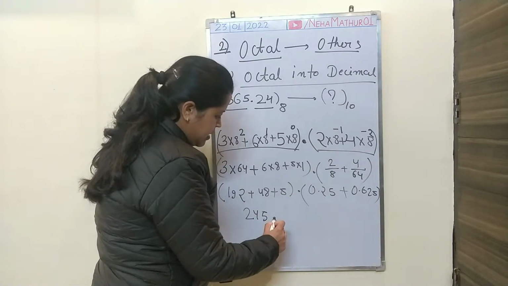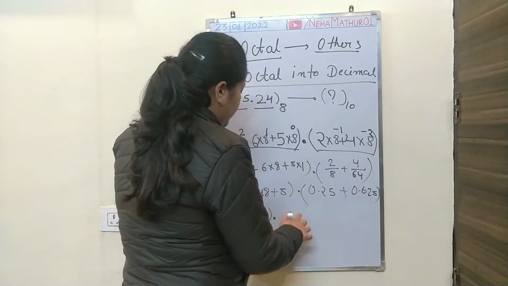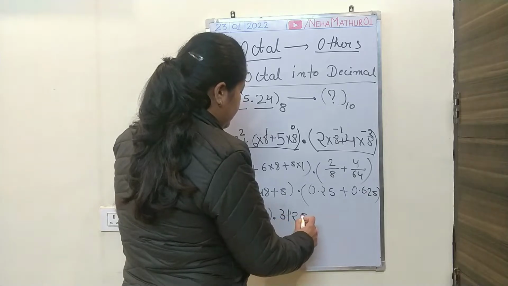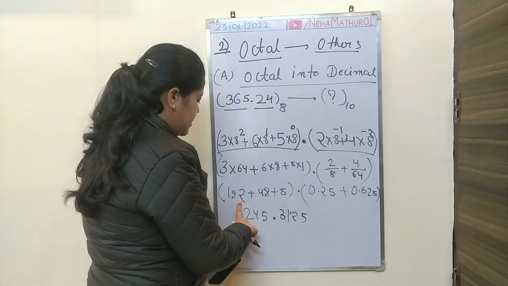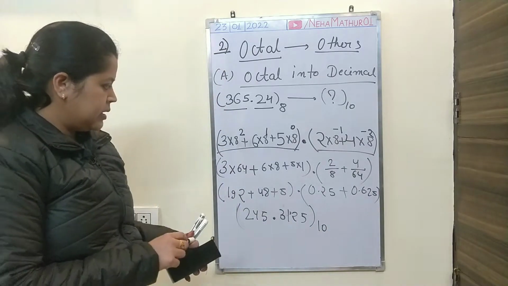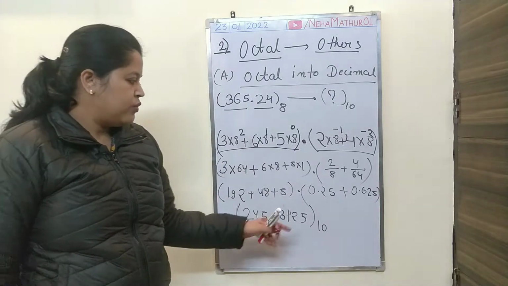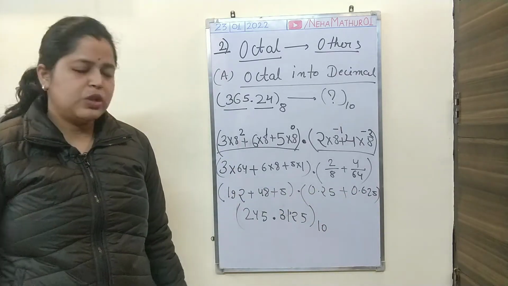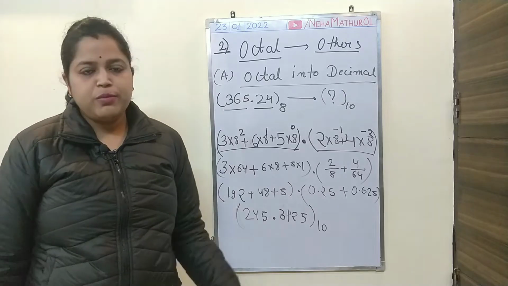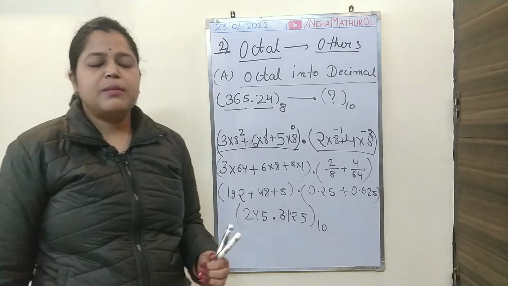the point over here, and from the right section you will get 0.3125. So your answer will be like this, 245 the addition of all the three numbers and 0.3125 the addition of both the numbers. So this will be your answer, 245.3125 having base 10. So this is the basic concept.